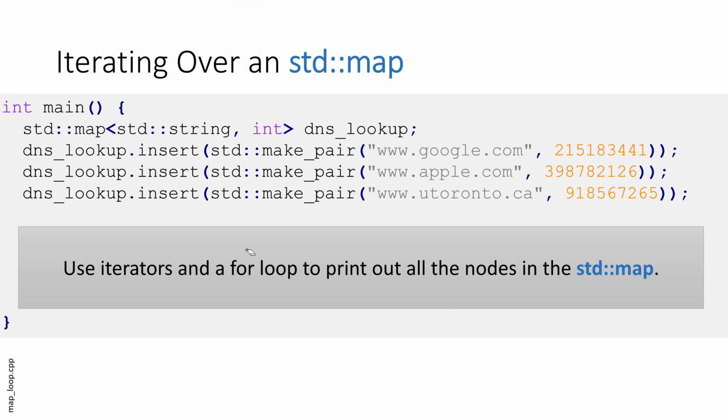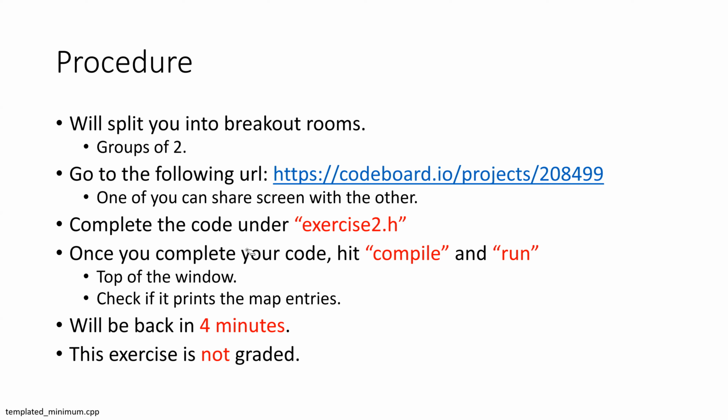Okay, so we're going to iterate over a binary search tree. Now, what I just showed you is the most common use of a binary search tree. You want find to be really fast, but maybe I also want to go through it and just print everything out. So this will be another little assignment. You're going to use iterators and a for loop to print out all the nodes in the standard map. It's going to take about 4 minutes. Go under exercise 2 in that same project, 208499 on codeboard.io, and try to write code to print out everything in the binary search tree. It goes through the whole thing with iterators and prints out the key value pairs.